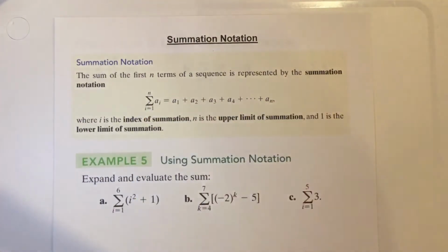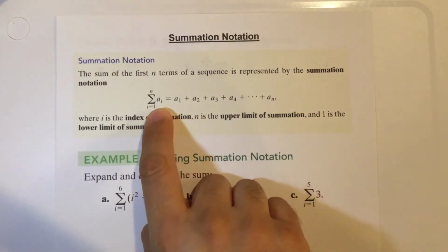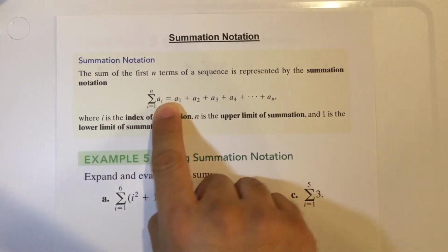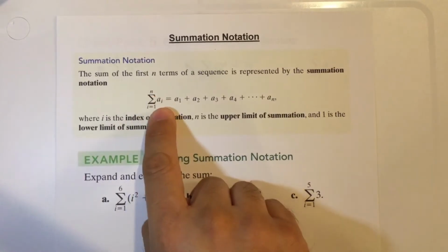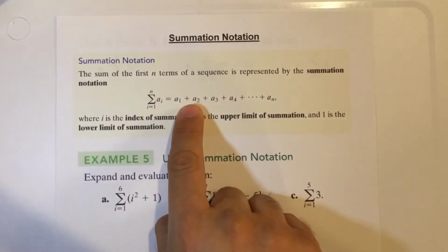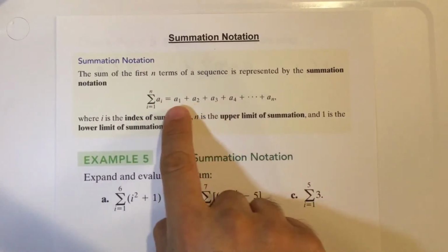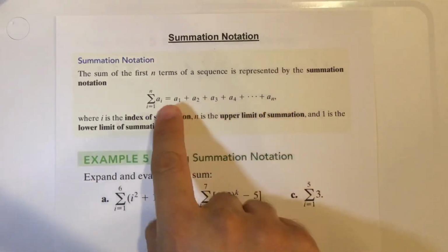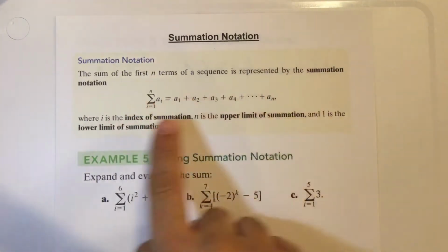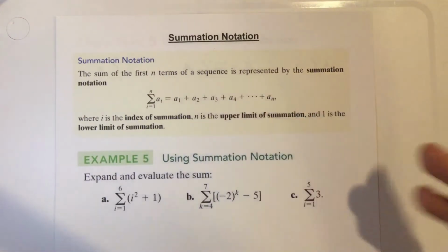So summation notation pretty much means that we're going to be plugging in, starting with 1, 2, 3, 4, all the way to the nth. So a sub 1 plus a sub 2 plus a sub 3, and we keep going all the way until we get to the n, and we add them up. Summation just means to add all these together, and it comes up with one final answer.